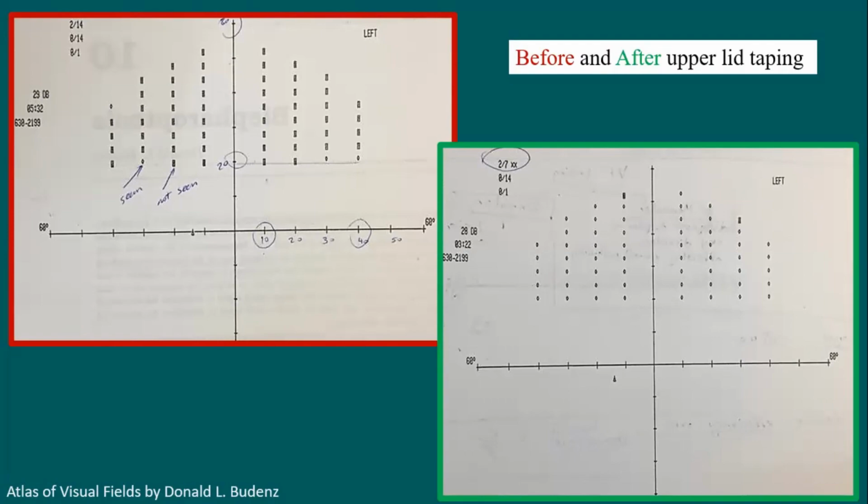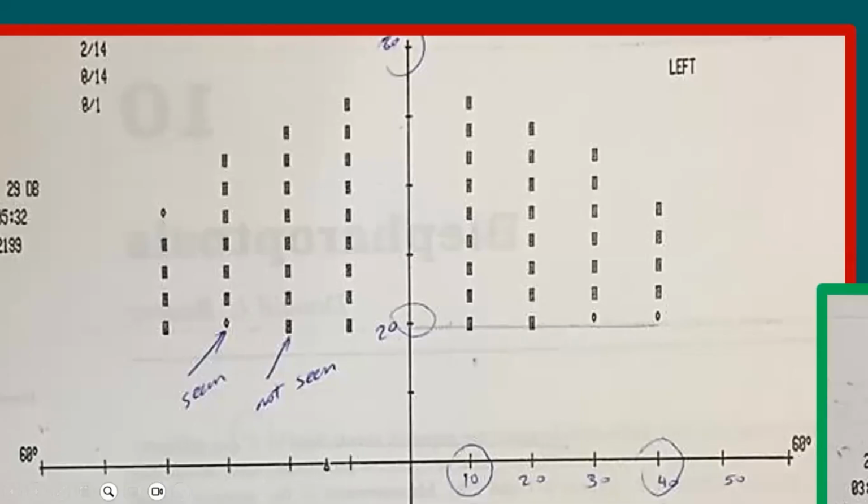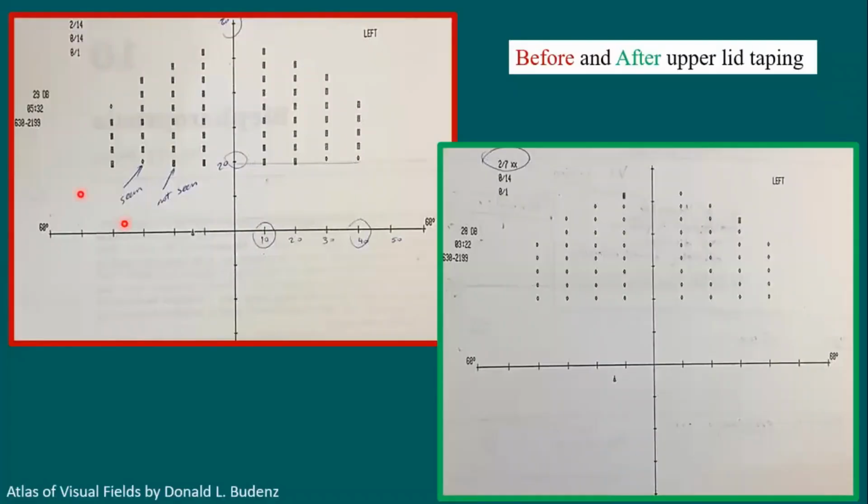The superior visual defect is reduced after lid taping. Yeah, exactly. So actually, this is a kind of program on the Humphrey. It's called the blepharitis screening. The image is not clear because it's an old photo. All these solid rectangles are missing points. The patient didn't see the stimulus in the upper half of the field. Only there is one circle here. This is only seen and this is only seen, but all these points are not seen.